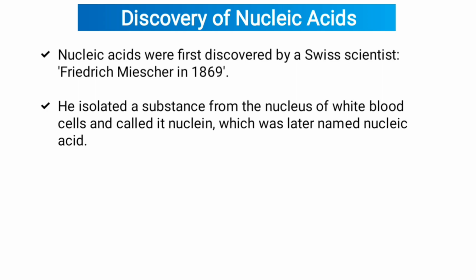Discovery of nucleic acids. Nucleic acids were first discovered by a Swiss scientist, Friedrich Miescher, in 1869. He isolated a substance from the nucleus of white blood cells and called it nuclein, which was later named nucleic acid.